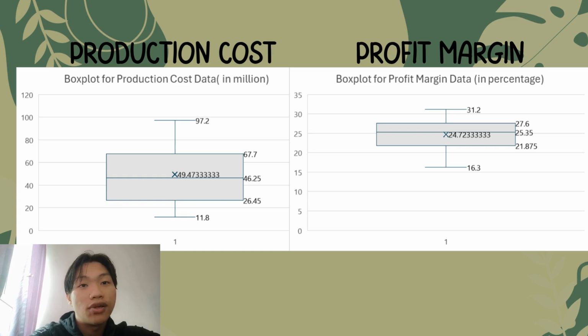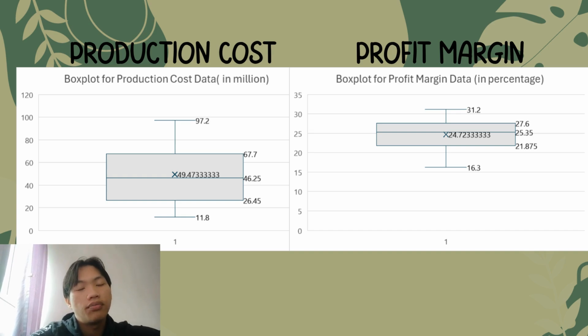But the data range is much narrower than the production cost, from 16.3% to 31.2%, and the interquartile range is just 5.725%. This low variability indicates that most companies maintain profit margins within a predictable and tight range, suggesting that pricing and operational efficiency are well regulated across the sector.